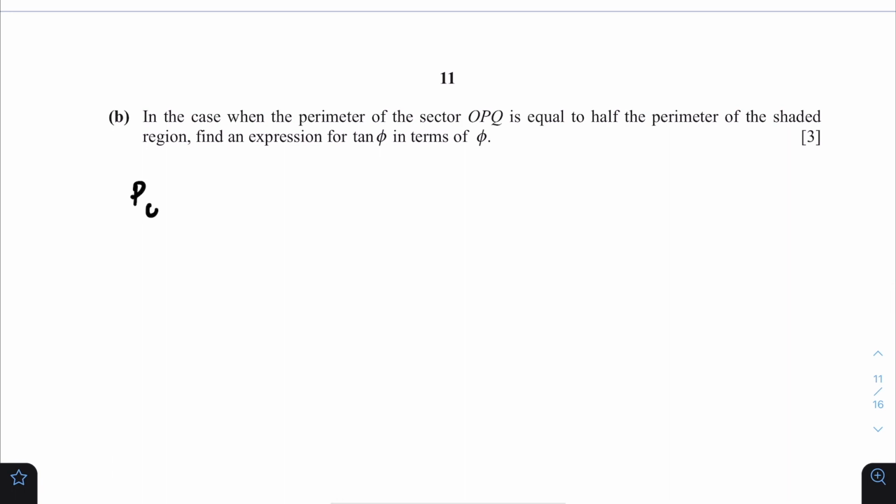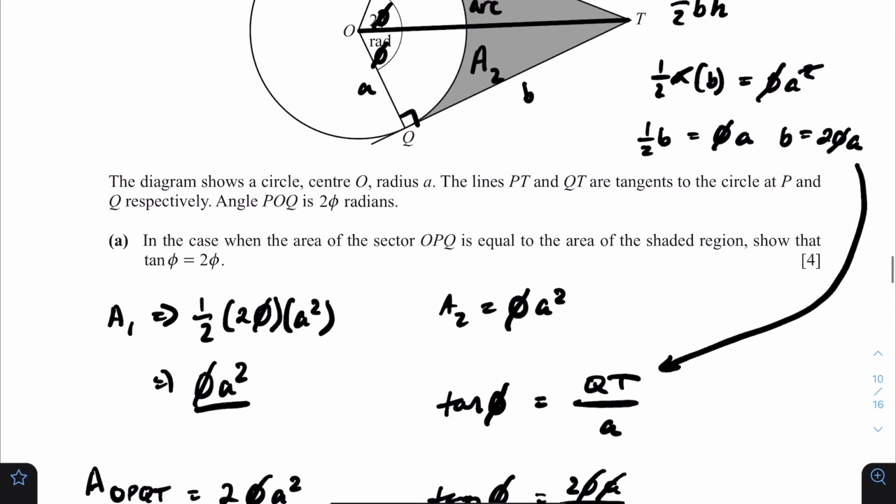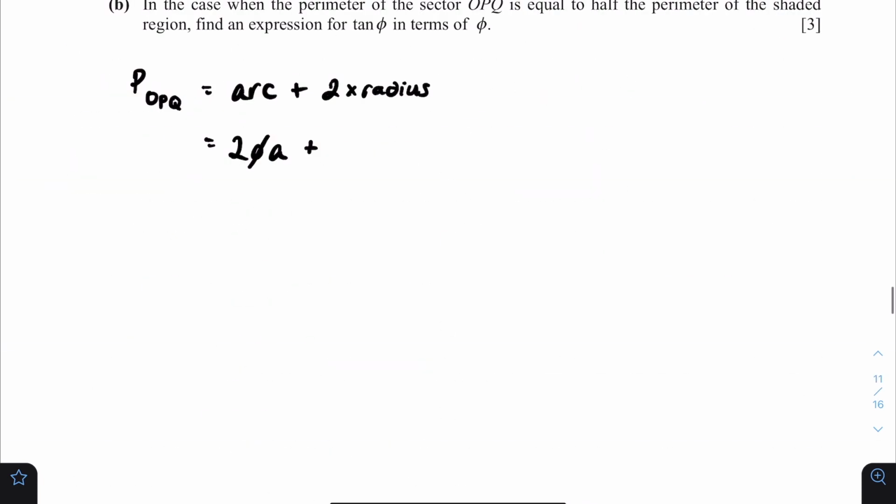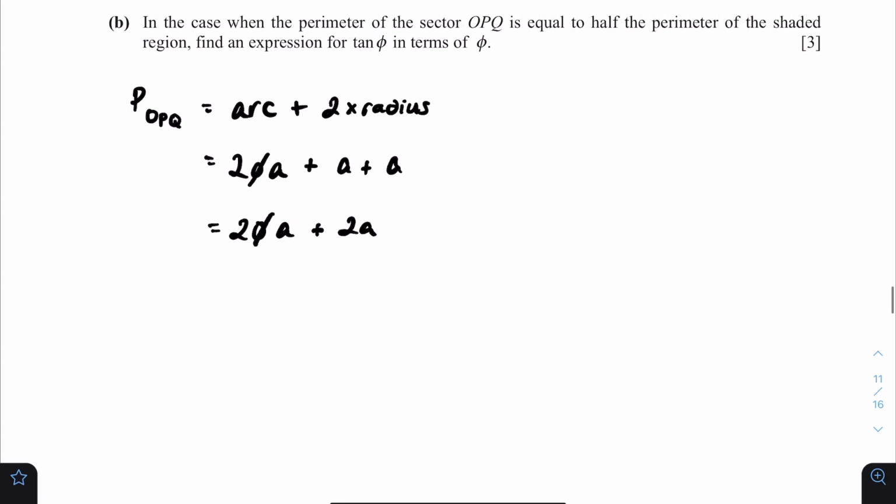So the perimeter of OPQ, given that we know that it's equal to the arc plus 2 times the radius, is equal to 2 phi alpha plus A plus A, not alpha, sorry, A, which is equal to 2 phi A plus 2A. So that's the perimeter of OPQ. And that's half the perimeter of the shaded region.